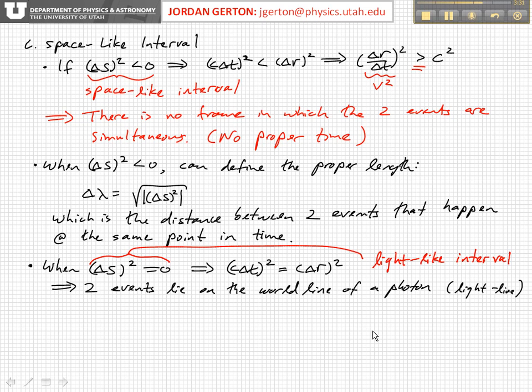Okay, the crossover between a time-like and a space-like interval is when delta S squared, when the interval, is equal to 0. Okay, in that case, c delta t squared is equal to delta r squared. And in this case, the two events lie on the world line of a photon, in other words, on a light line. So these two events are separated exactly along the world line of a photon, and we call this, therefore, a light-like interval.